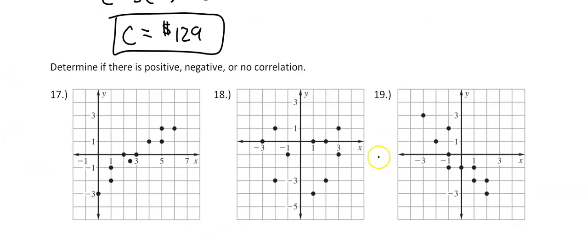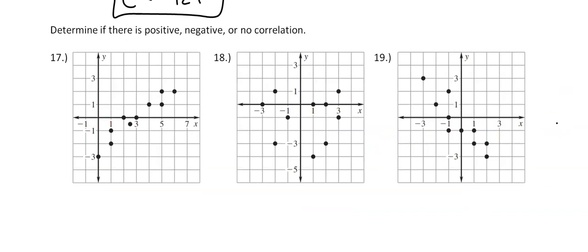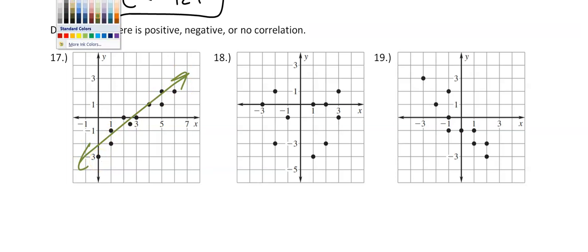For these, it asks us to just determine if this is a positive, negative, or no correlation. We're looking for a linear pattern here. We're looking to see, can I draw a line that approximates the data, and will that line have positive or negative slope? Like this one, it looks like I could draw a line that estimates the data here, and that slope is positive. So this one is positive correlation.